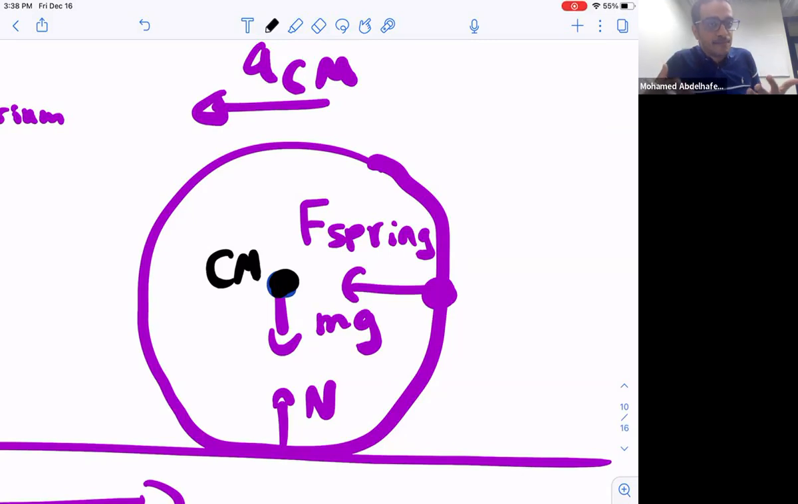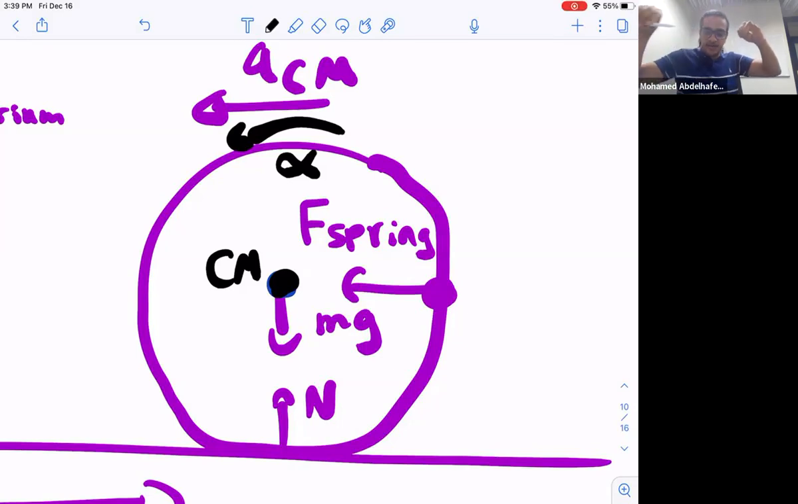So where is alpha? Alpha has to match because it's rolling without slipping. If you're translating one way, you have to rotate in the same way. So if a_CM is to the left, alpha has to follow in this orientation. The spring force doesn't exert torque about the center of mass because it's acting straight, parallel to it, just like the normal force. The normal force is parallel to the radius. The spring force is also parallel to the radius. If you don't understand this, ask again and I will explain more.